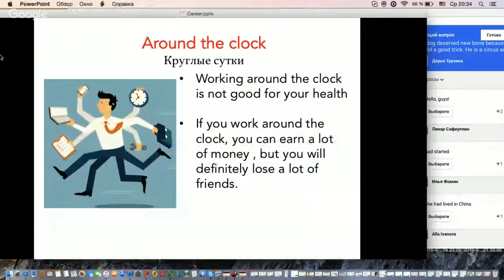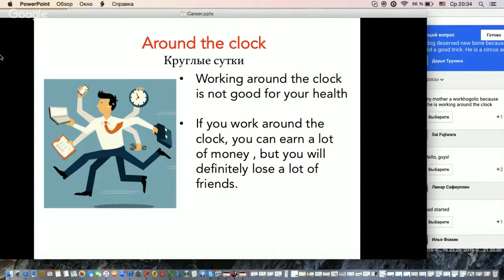All right, so now let's put around the clock into our examples. Круглые сутки, so it's like 24/7, 24/7. Может быть, кто-то сидит за компьютером 24/7, или, к примеру, кто-то отвечает на письма клиентов 24/7. My mother is a workaholic because she is working around the clock. Yeah, nice example, thank you.